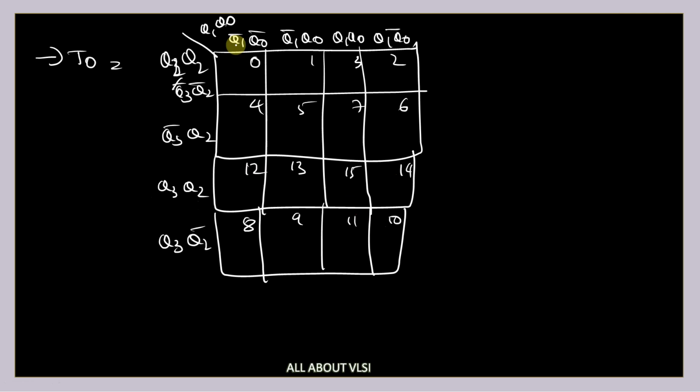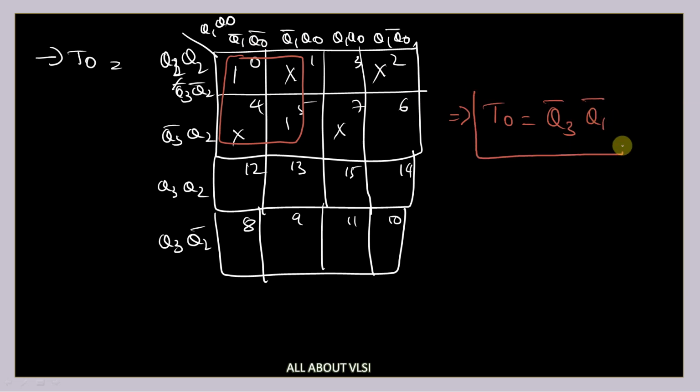Let us write down the minterms 0 and 5. Don't cares are 1, 2, 4, and 7. So let us try to make the grouping. What I can do is group this, so I can form a quad. That's it. Okay. And no need to group these two, it will become redundant. So my equation for T naught is Q3 bar and Q1 bar. T naught is nothing but Q3 bar Q1 bar.